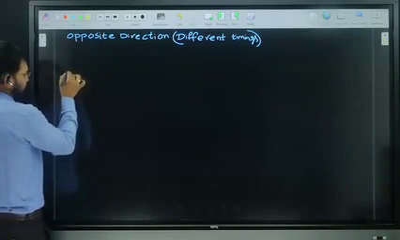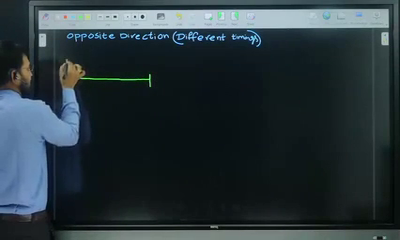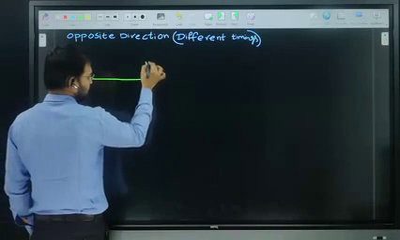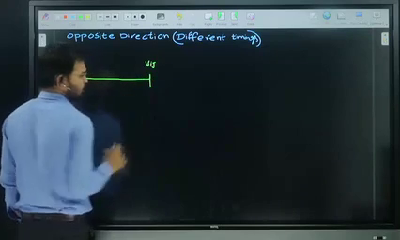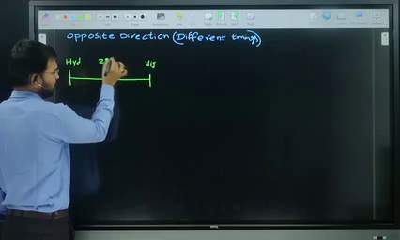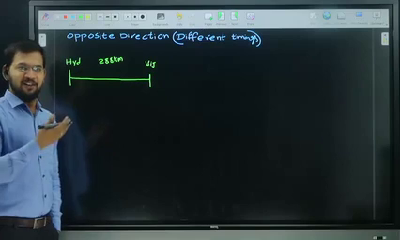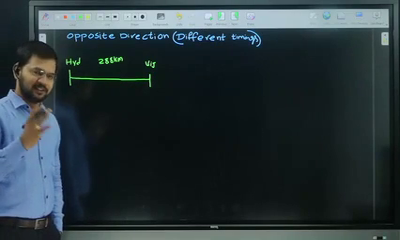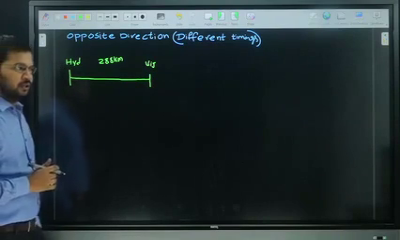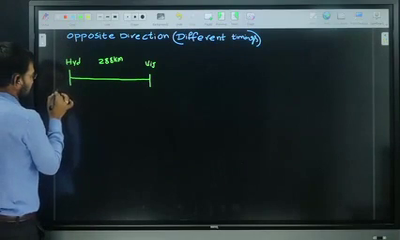So listen. This is Hyderabad railway station. This is Vijayawada railway station. The distance between the two stations is 288 kilometers. Just I assume. Previous case was 240, now it is 288. That is just an assumption, so don't worry. The distance between Hyderabad and Vijayawada is 288 kilometers.